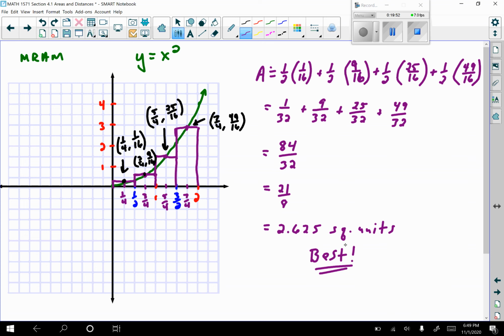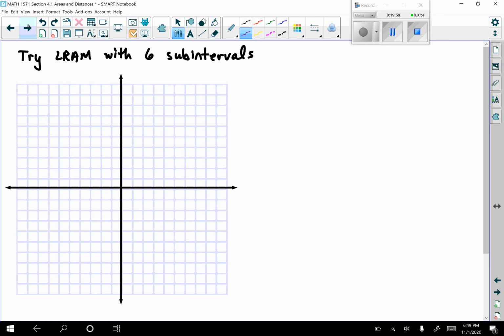What could also help is creating more rectangles. We're going to try this one more time, still with an LRAM, but we're going to make 6 subintervals. So that means I need 6 little marks. So I'm going to count every 3 blocks here are going to be 1 measurement along the x-axis. I'm still going to count by every 2 blocks here is going to count as 1 unit. So again, I'm going to graph y equals x squared. Start at 0, 0, 1, 1, and 2, 4.